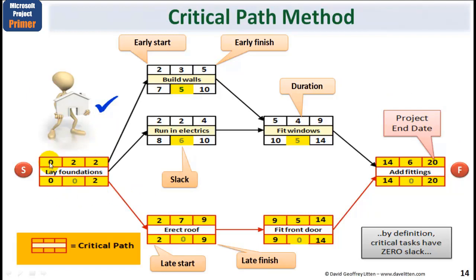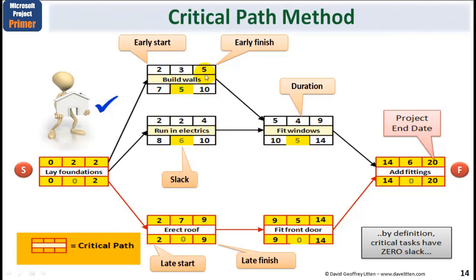Starting at time 0, it adds the duration of the task and puts it here as the finish time. Now this is the earliest finish time. We then take this number here, and since these must all start directly when this is finished, we can take that number 2 and put it here, here and here. Now in a similar way, add the duration of each task to get the earliest finish. 2 plus 3 gives us 5, 2 plus 2 gives us 4, 2 plus 7 gives us 9.